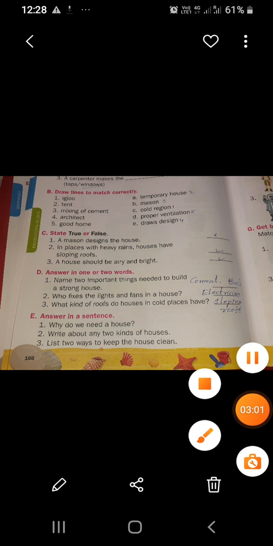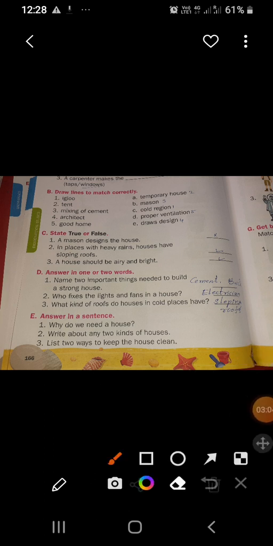In today's class, I am going to do revision on part C, true or false. You know that we have already learned part A, fill in the blanks with correct word, and part B, draw lines to match correctly. Now I will take the revision of part C, true or false.